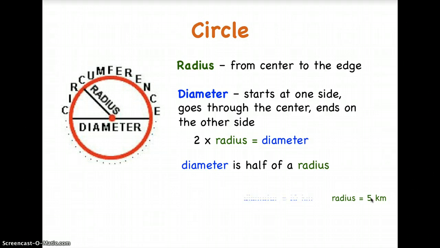Try it yourself. Given a diameter of 14 centimeters, what could be its radius? Yes, it's 7 centimeters. Okay, this is the last one. Diameter 16 millimeters. What is its radius? Yes, it's 8 millimeters.